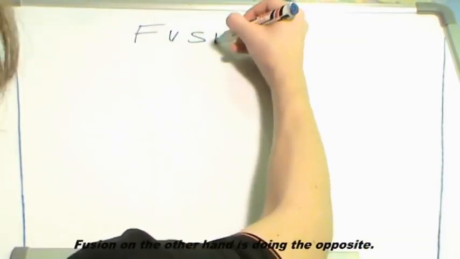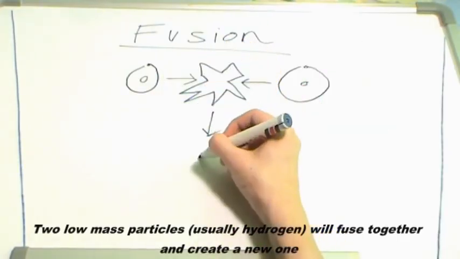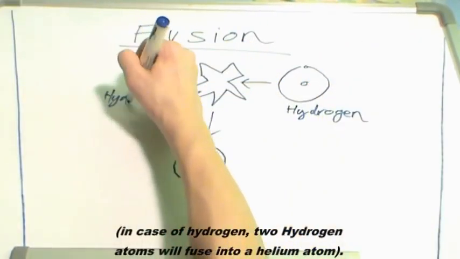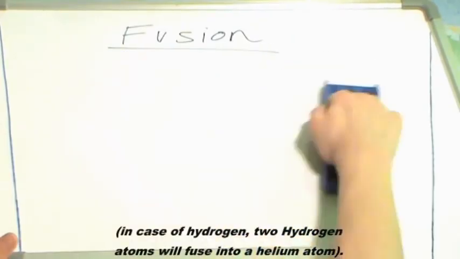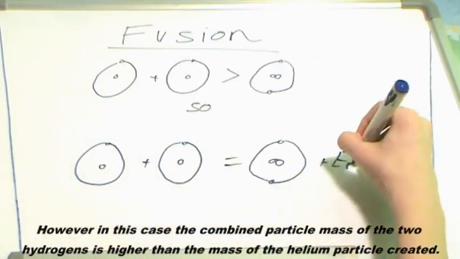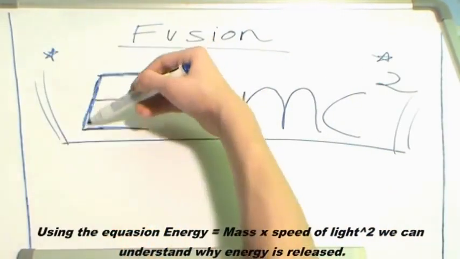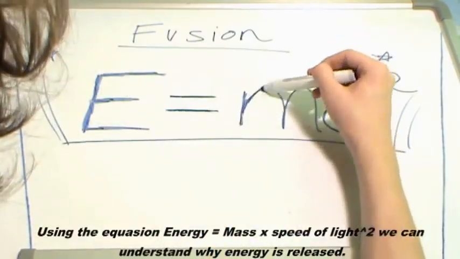Fusion, on the other hand, is doing the opposite. Two low-mass particles, usually hydrogen, will fuse together and create a new one. In the case of hydrogen, two hydrogen atoms will fuse into a helium atom. However, in this case, the combined particle mass of the two hydrogens is higher than the mass of the helium particle created. Using the equation energy equals mass times speed of light squared, we can understand why energy is released.